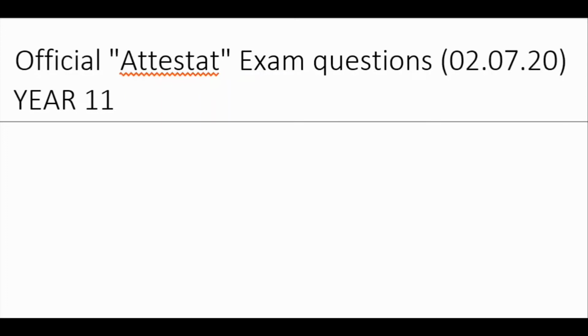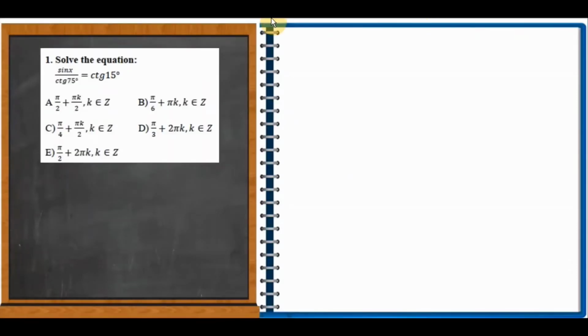Hi, today we are going to discuss old math exam questions. Let's get started. Number 1, it's sine x over cotangent 75 degrees is equal to cotangent 15 degrees.